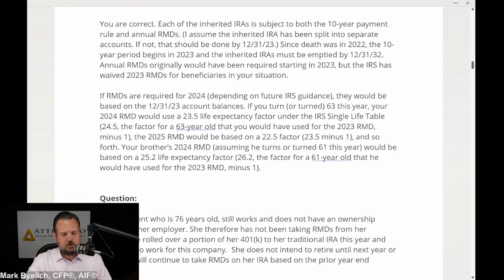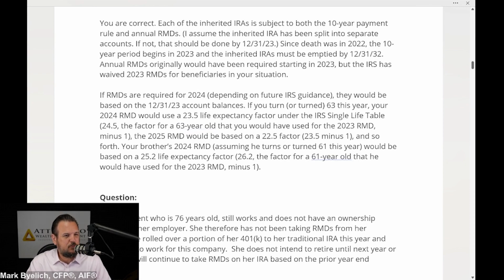If RMDs are required for 2024, depending on the future IRS guidance, they would be based on the 12/31/2023 account balances. If you turned 63 this year, your 2024 RMD would use a 23.5 life expectancy factor under the IRS single life table. You can download, just as an aside, those tables from our website at attleborowealth.com.